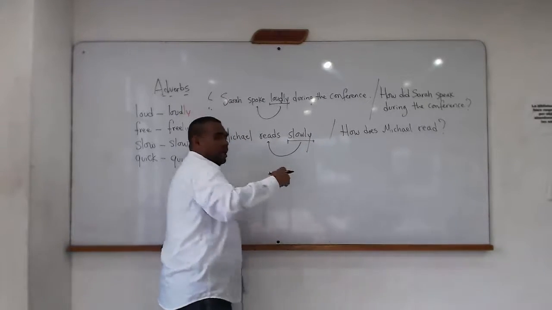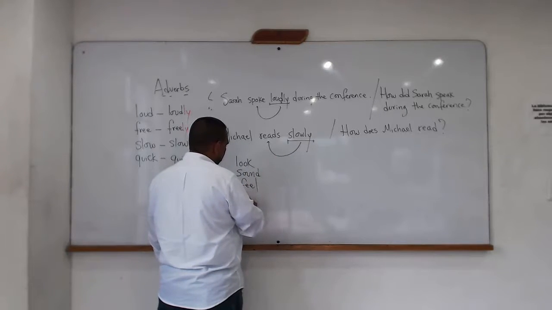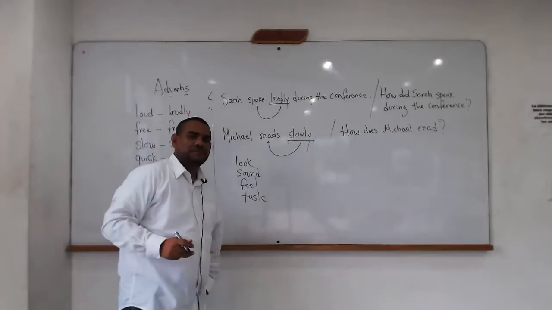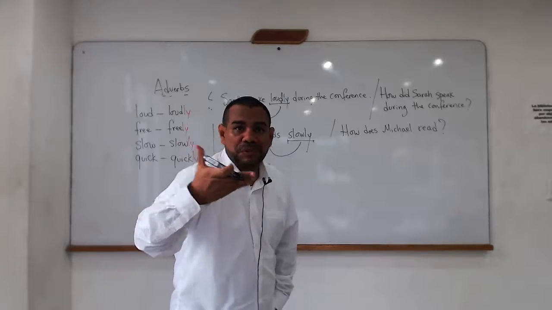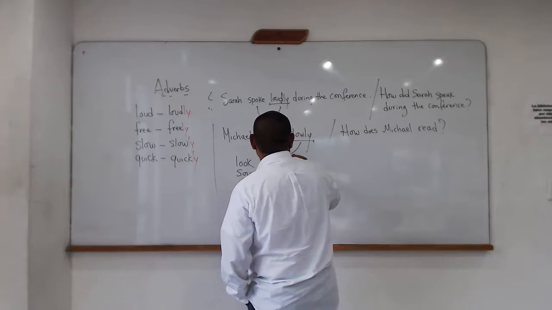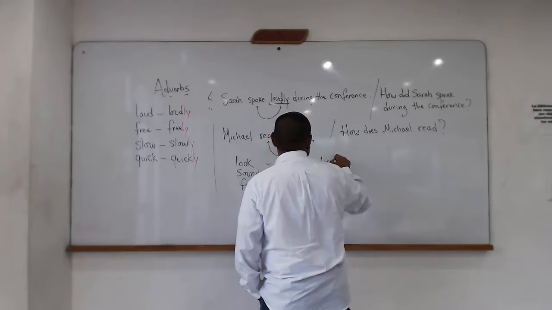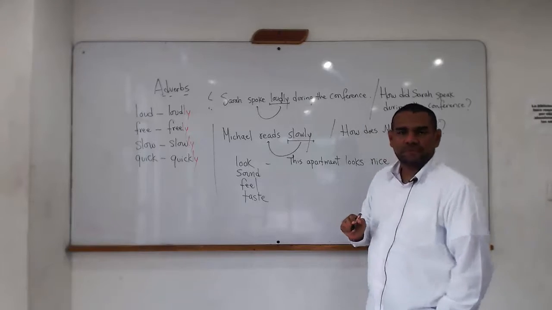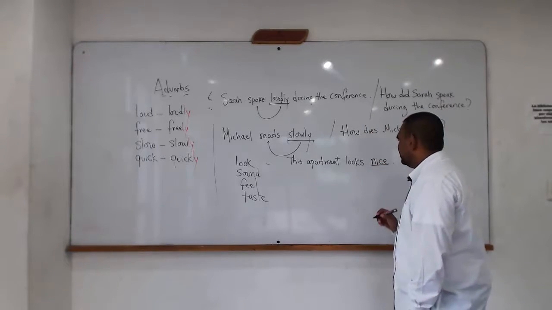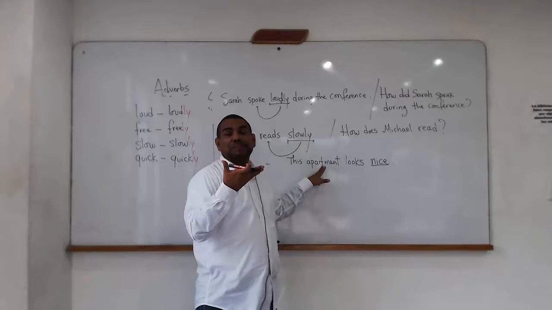For example, those verbs are look, sound, feel, taste. I'm going to give you corresponding examples for those verbs. This apartment looks nice. Okay? Nice is related to the verb, but also related to the apartment.